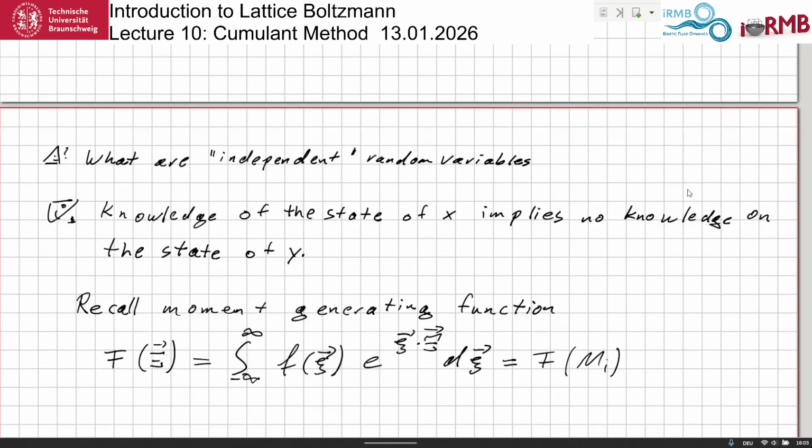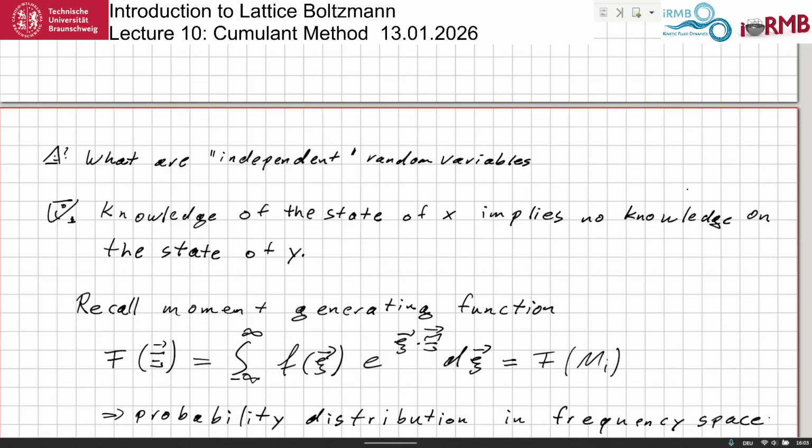Actually, because f is a probability distribution, we just turned this probability distribution into another space. We had the distribution in the velocity space, and now we have this distribution in a kind of frequency space. It's a little bit strange what this is supposed to mean, but it's the frequency in velocity, if you like.